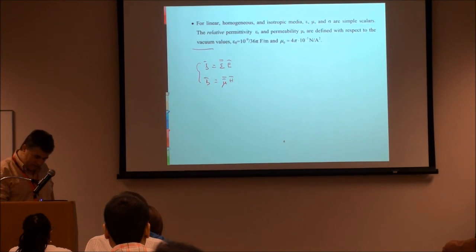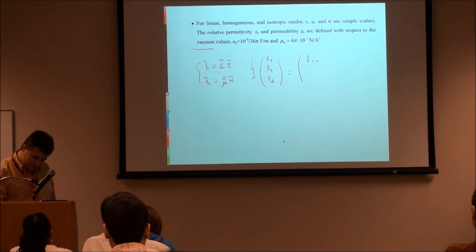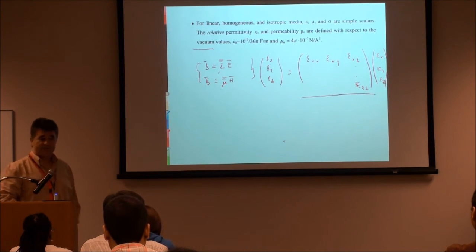It's just a notation. It means that this is a tensor. In other words, in the most general case, I have dx, dy, dz equals a matrix epsilon xx, epsilon xy, epsilon xz, and so on, down to epsilon zz, times Ex, Ey, Ez. What does it mean?